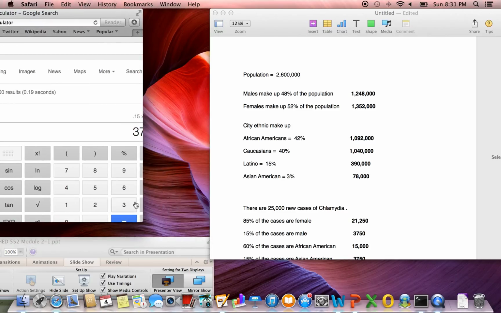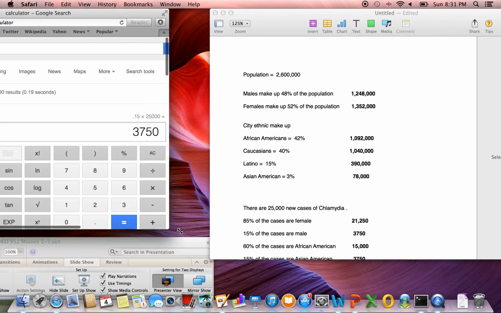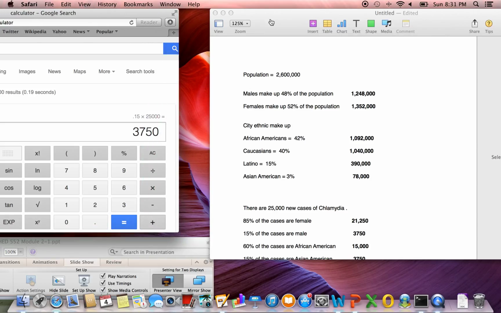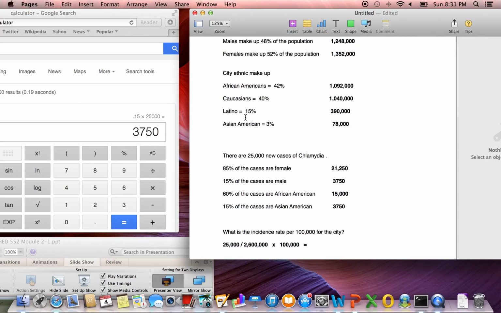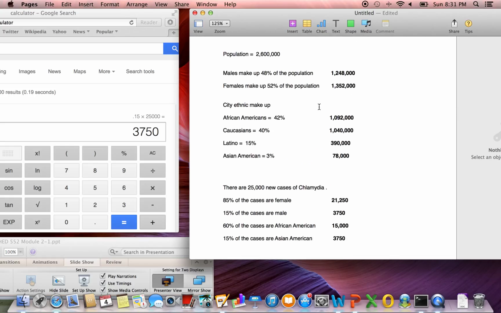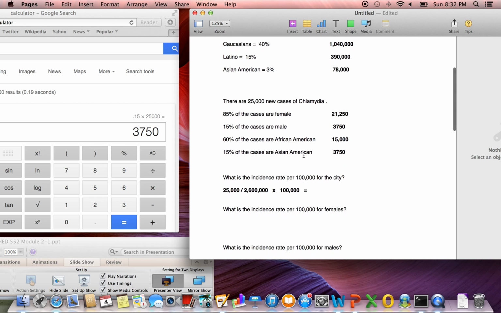Okay. And then it tells us what the city's ethnic and racial makeup is: 42% African American, 40% Caucasian, 50% Latino, and 3% Asian American. And then the subsequent calculations are already completed. So we have the total population for the city, the total population of males, the total population of females, and the total population of African Americans, Caucasians, Latinos, and Asian Americans. All right, so this is one of the problems. I think it's the last problem on the test.